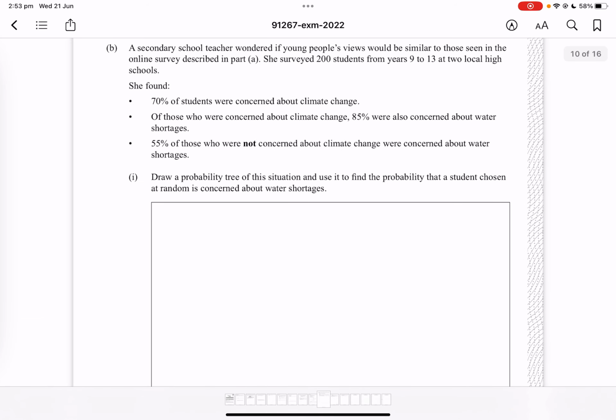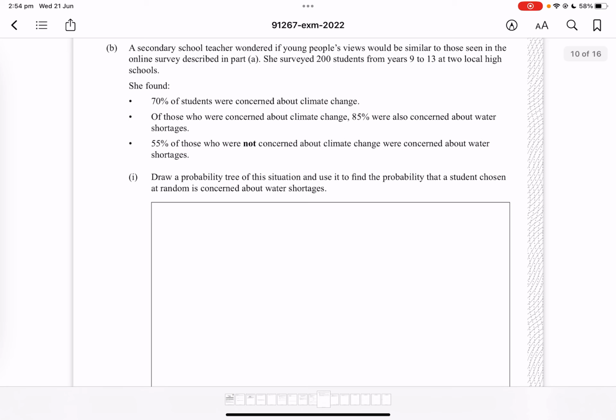Question B. A secondary school teacher wondered if young people's views would be similar to those seen in the online surveys described in Part A. She surveyed 200 students from years 9 to 13 at 2 local high schools. She found that 70% of students were concerned about climate change. And of those concerned about climate change, 85% were also concerned about water shortages. 55% of those who were not concerned about climate change were concerned about water shortages.